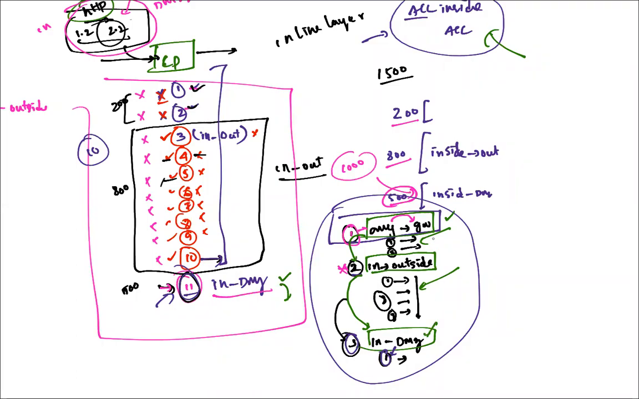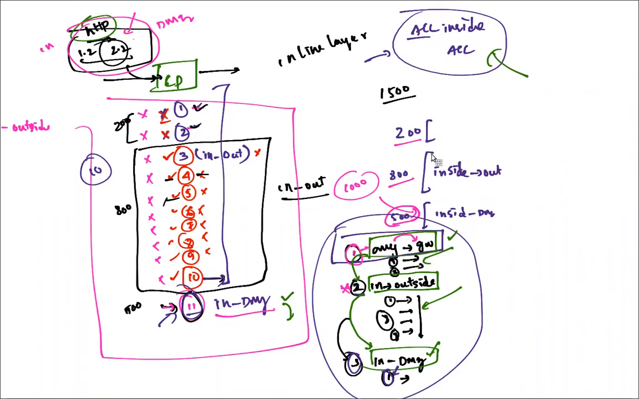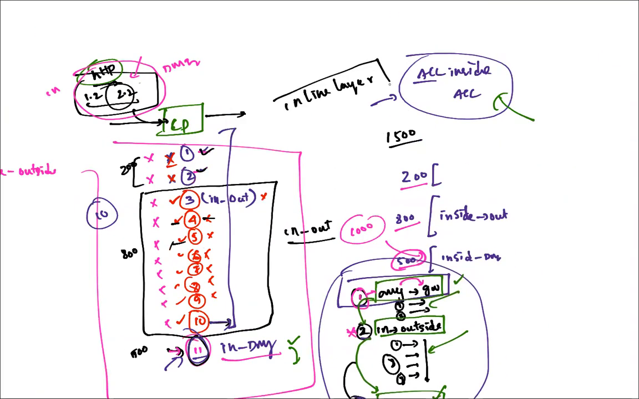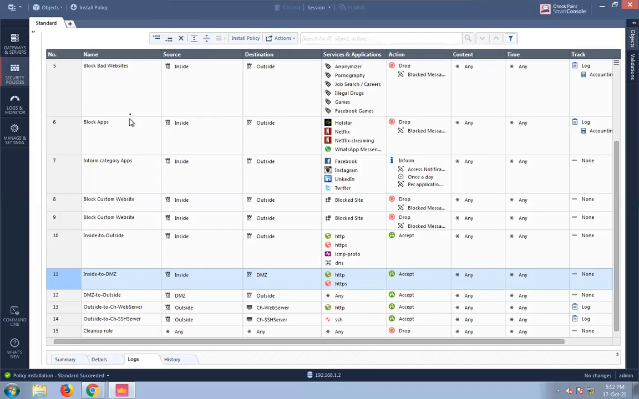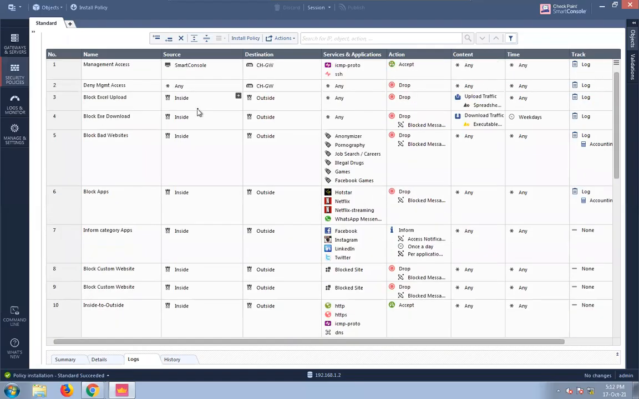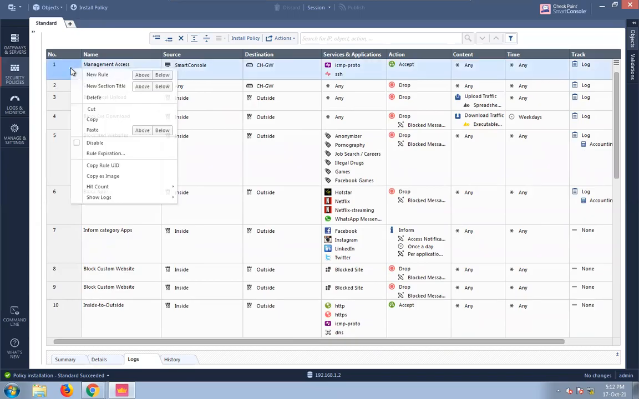Okay, let's go and create some inline layers. An inline layer means you create a main rule, and then inside that you will have many sub rules. That's what an inline layer is. Okay, let's go and create inline layers here. So first I'm going to go and create an inline layer here.